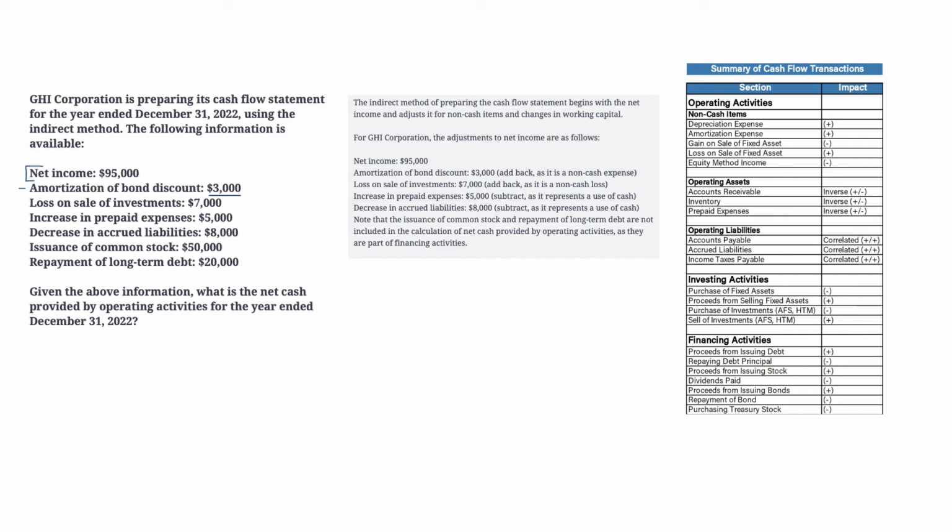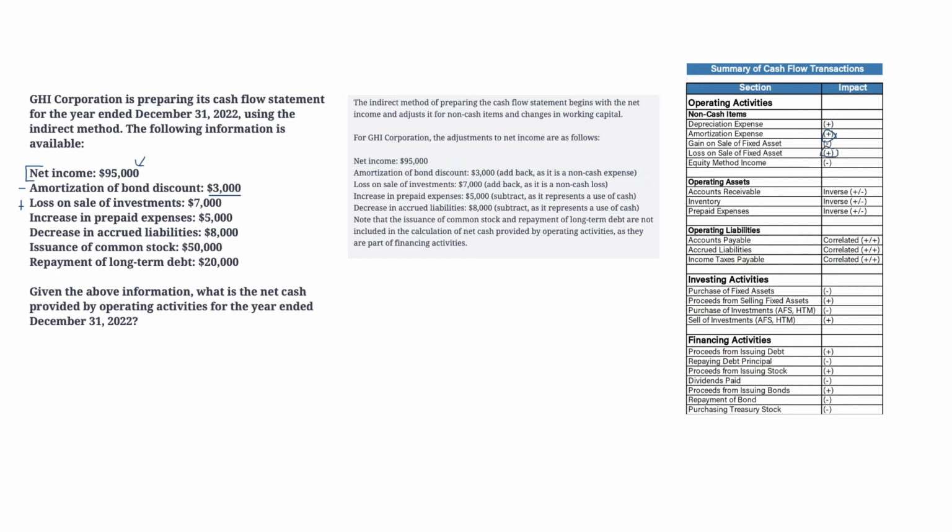So because of that, we need to then add back this item because it's decreasing the net income, but it is non-cash. So we add it back. Next, we have a loss on sale of investment. So this is like when we have a loss on the sale of a fixed asset. So we're going to have a $7,000 loss that shows up in net income, but the entire amount of proceeds are going to show up in the investing activity section. So we're going to have to actually add back this $7,000. So when we have a loss, then we have to add it back.